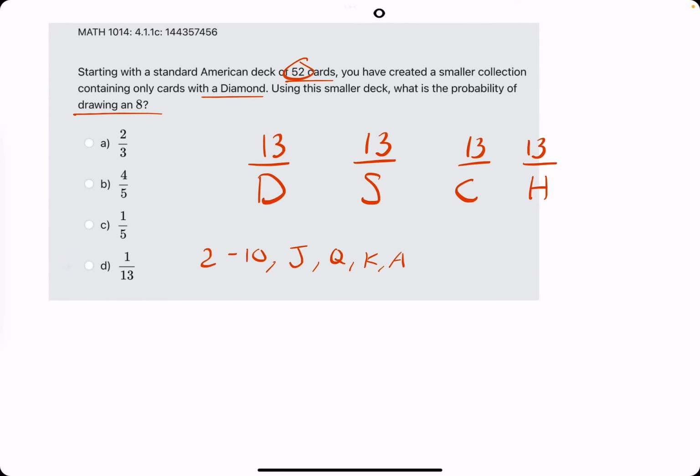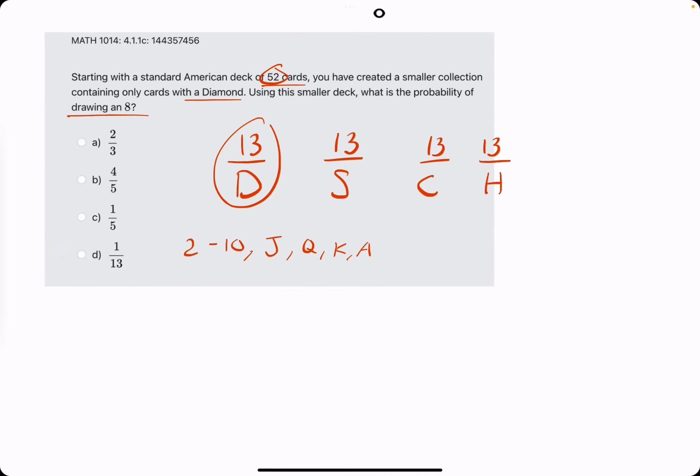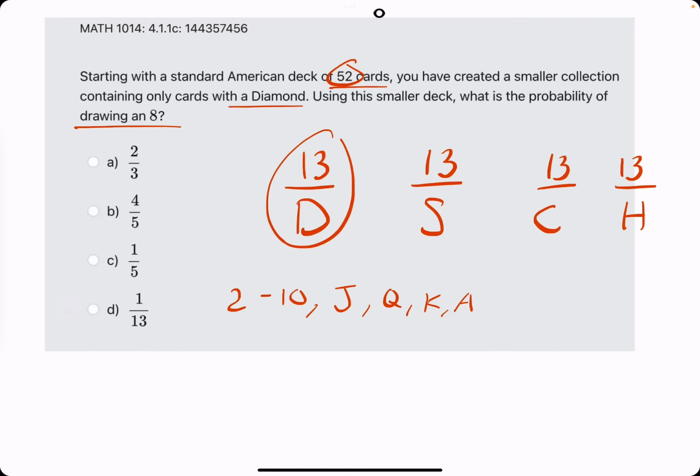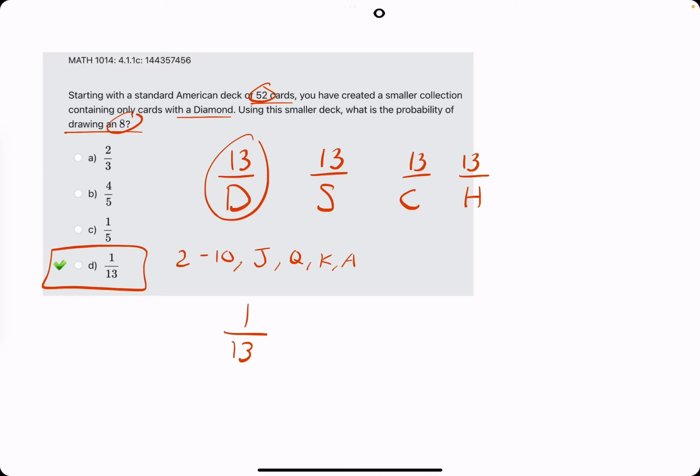All right, so let's say we're only using diamonds, a deck of diamonds. So we have 13 cards, and they ask what's the probability of drawing an 8 from these 13 diamond cards. Well, there's only one 8 in that 13 card deck of diamonds. So there's only one possibility of drawing an 8 out of those total 13 cards. So 1 out of 13 is that probability. Hope that makes some sense.